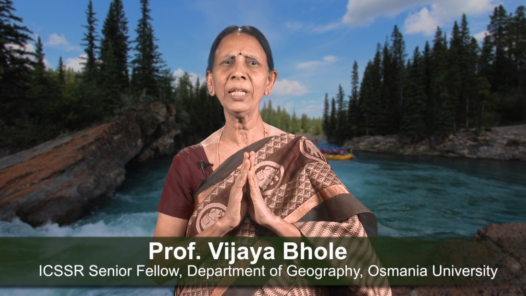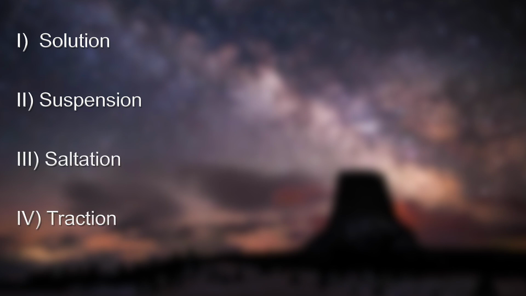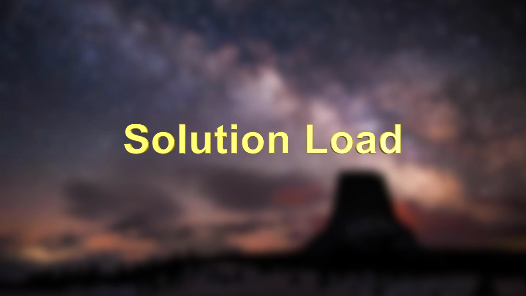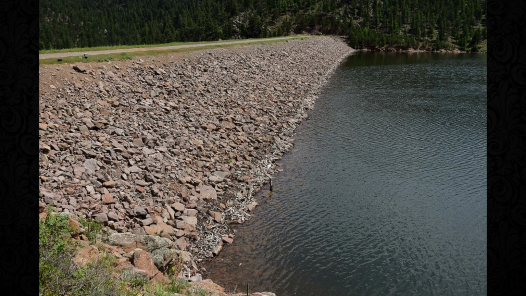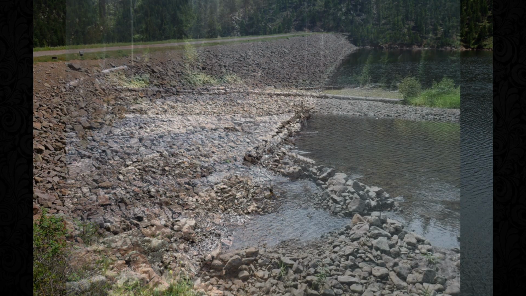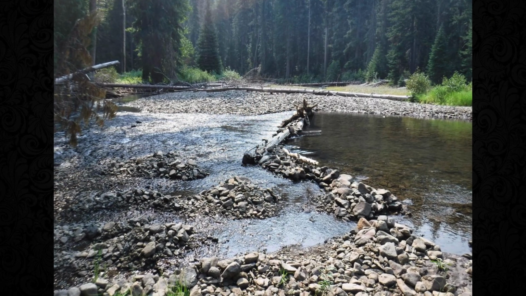Rivers transport their load in different processes: 1. Solution, 2. Suspension, 3. Saltation and 4. Traction. Solution load. The solution load of the river includes materials dissolved in the water. The soluble materials are dissolved in the water and become invisible. Such material is transported in solution.